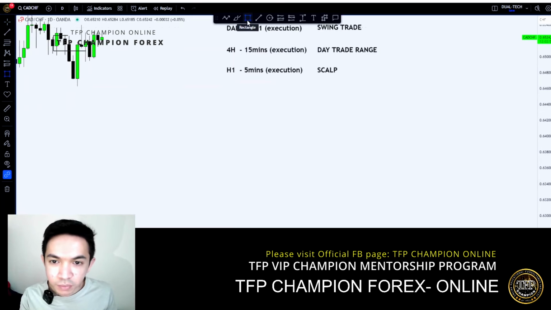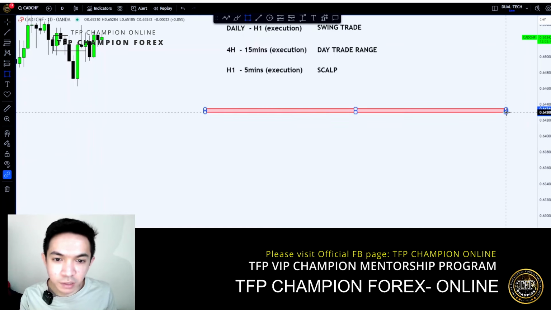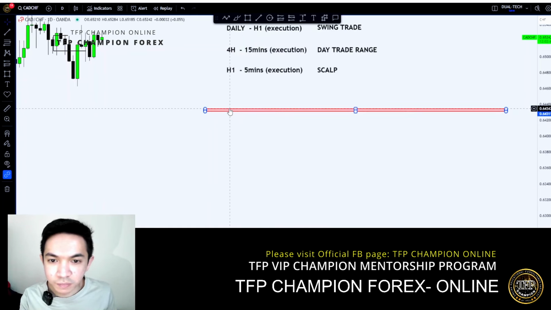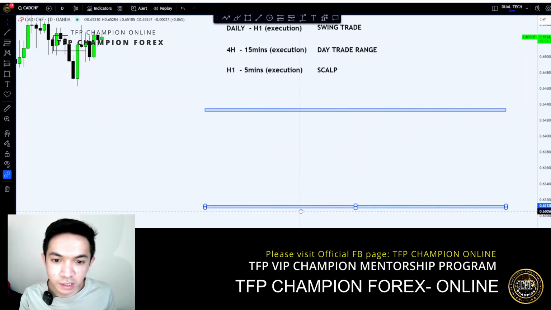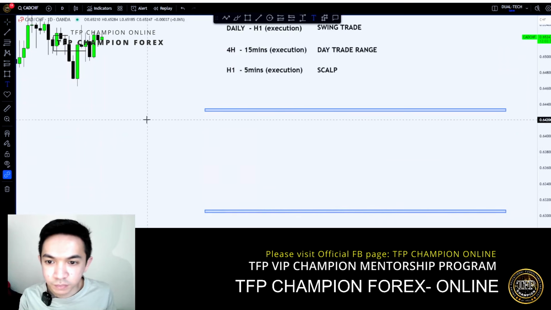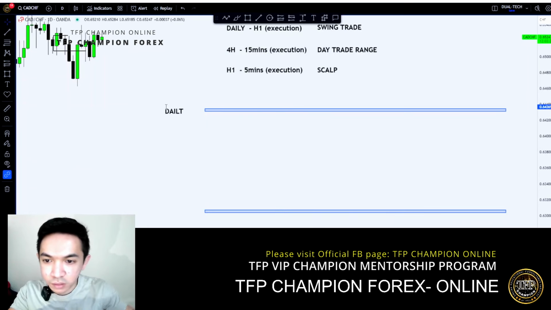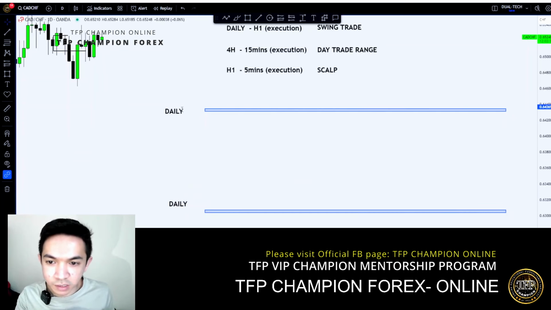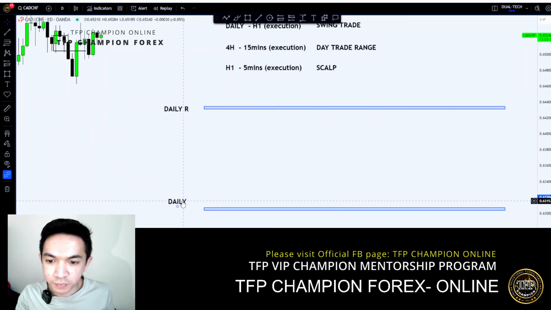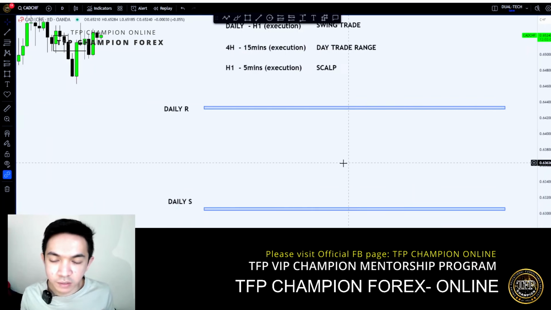Okay? So, if I do have a range, for example, this is my daily range. Gawin natin blue. This is my daily resistance and daily support. Tandaan nyo, daily represents our range. I just put R as resistance and daily support as my daily support.